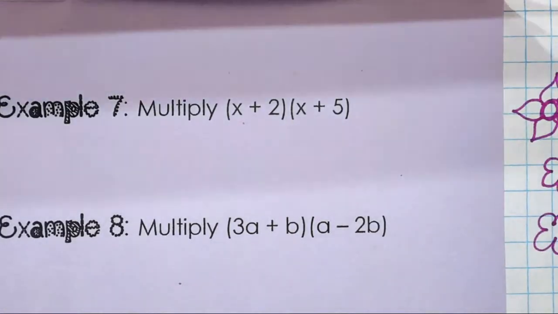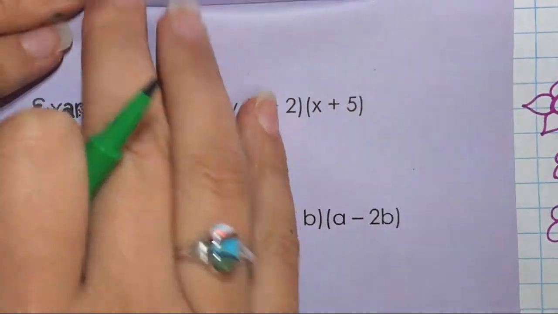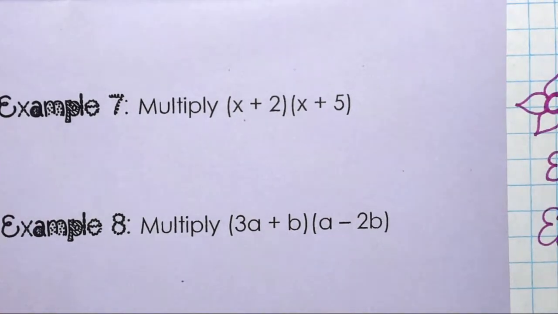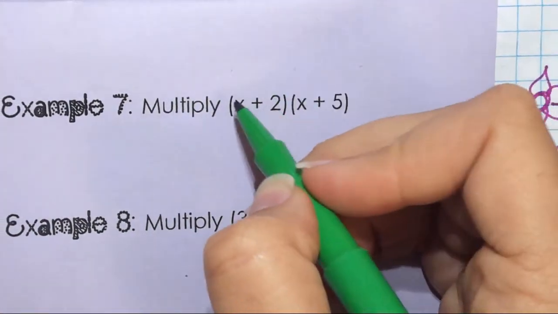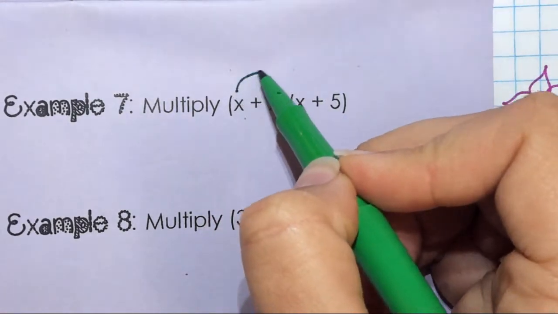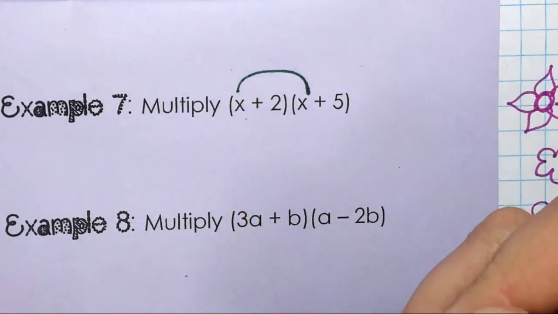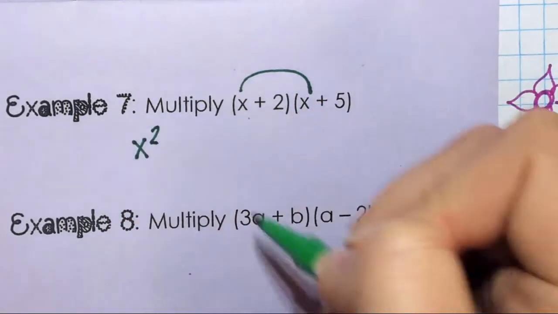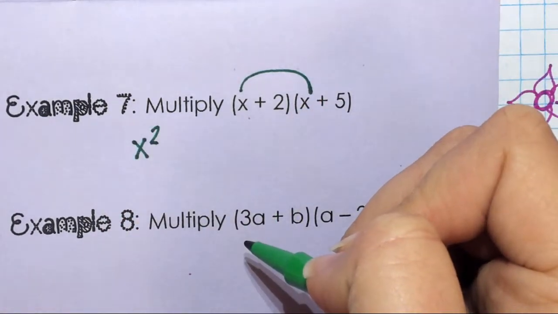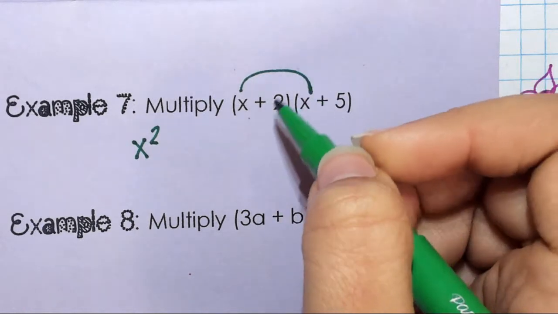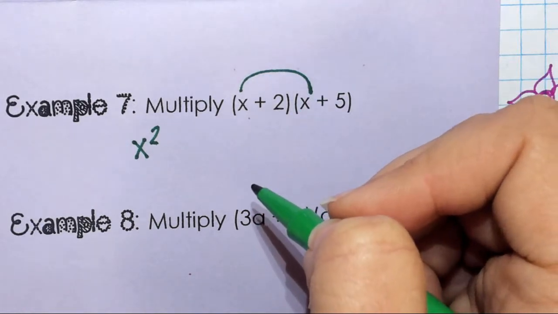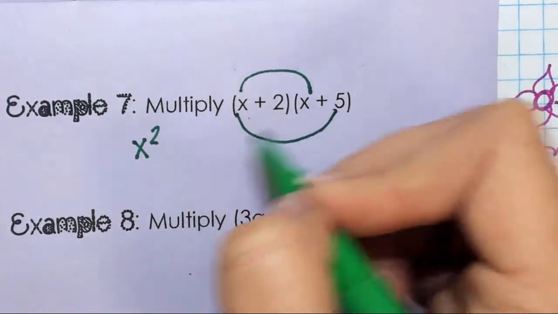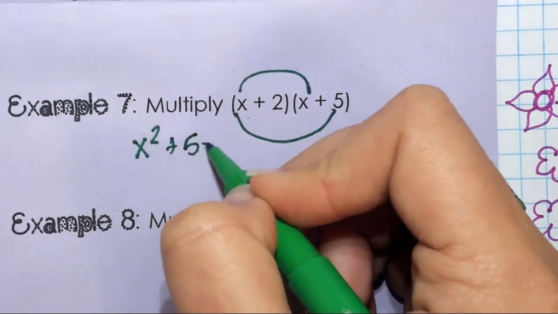What did you do first? Eyebrow. Which eyebrow? The left one? Yeah. So what did you multiply together? X times X, and you get X squared. Awesome. Okay, so then what do we do from here? Bronson? Nope. X times 5. You do the mouth. X times 5, and you get 5x.